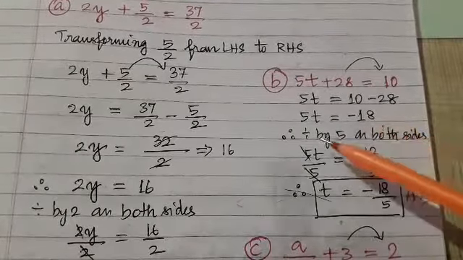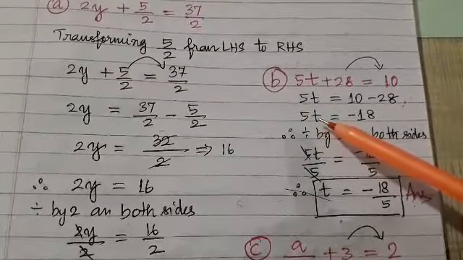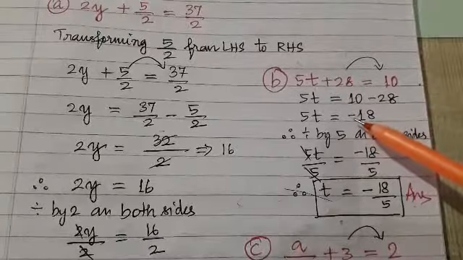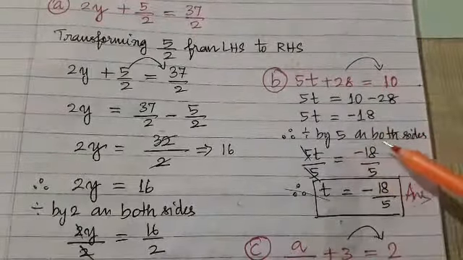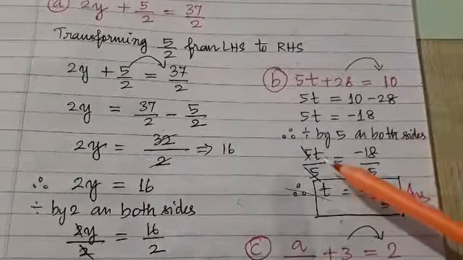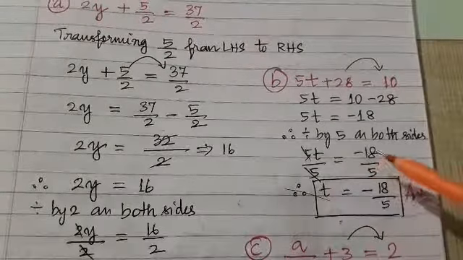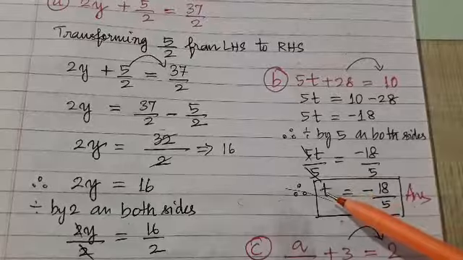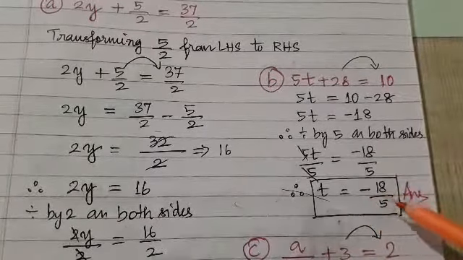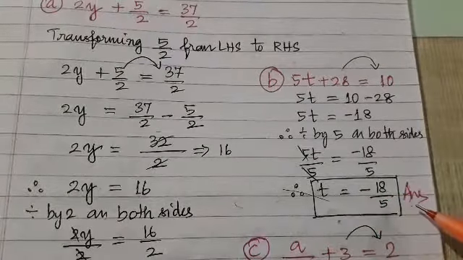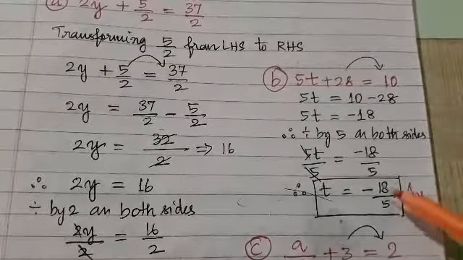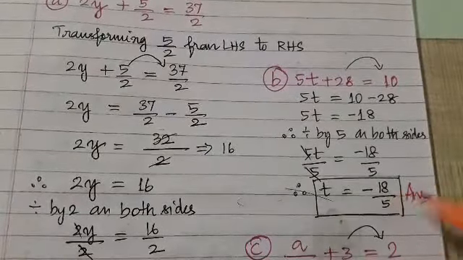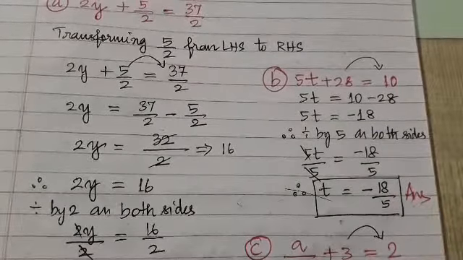Then 5 is multiplied with t, and this side is minus 18. Divide by 5 on both sides. So I am dividing 5t upon 5, that is equal to minus 18 upon 5. So 5 gets cancelled, therefore t equal to minus 18 upon 5 is the answer. Okay. If it is divisible, we can divide. If it is not divisible, write it with a sign as it is. That is your B problem.